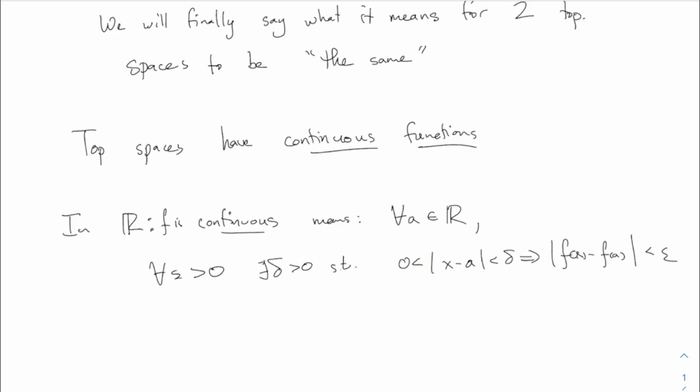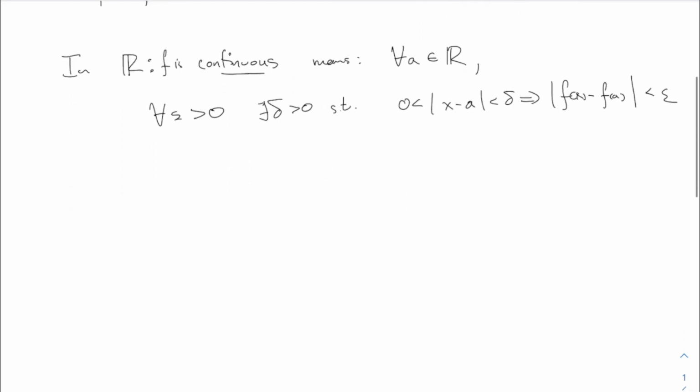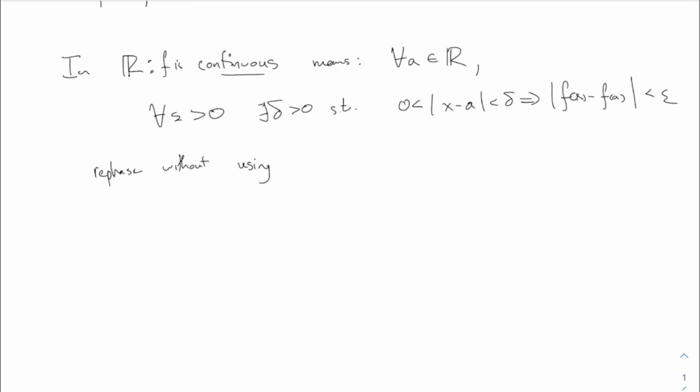But we want to consider any kind of topological space. So we need to rephrase this without using something like the absolute value of something minus something. That's really the problem with this definition from our point of view. In general topology, you can't do that part of it. That only works when you're dealing with numbers. So we have to rephrase this without using that.